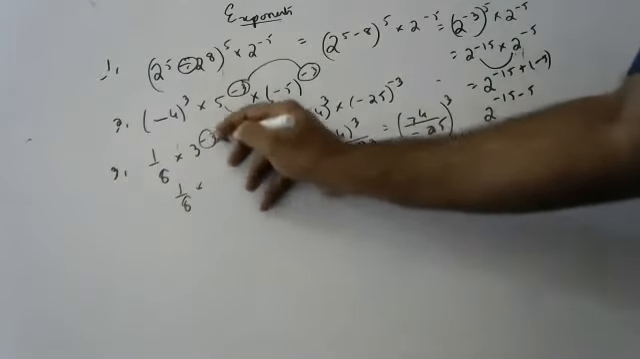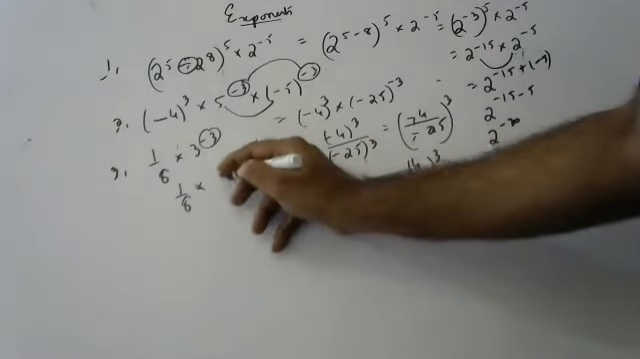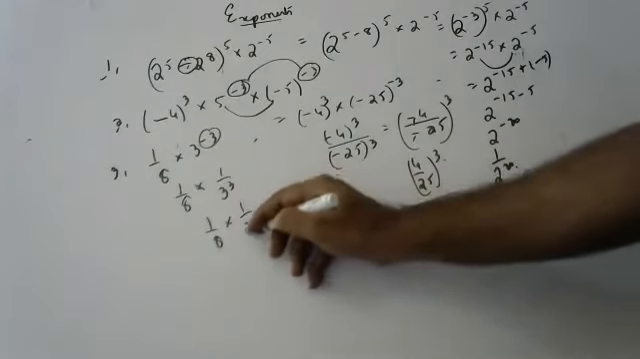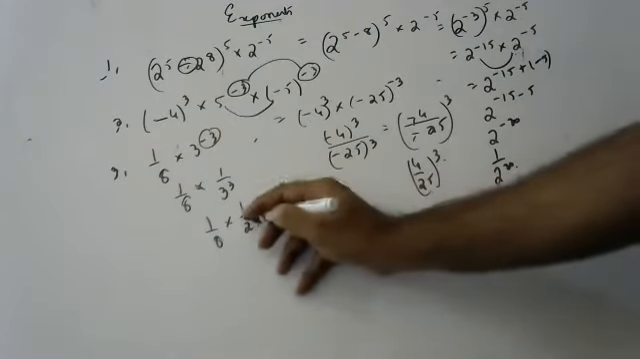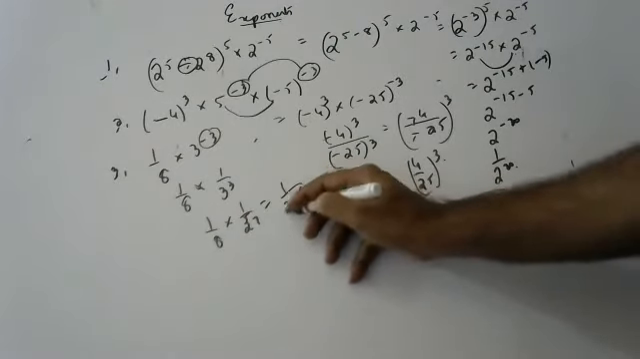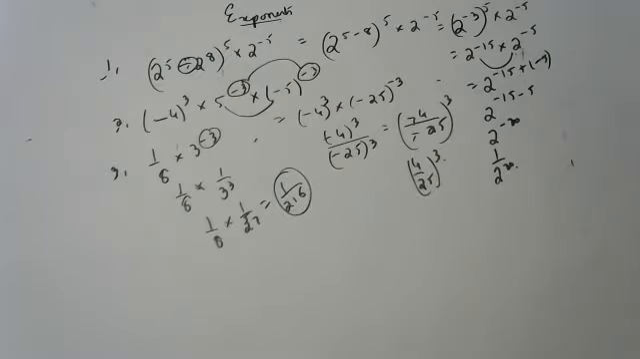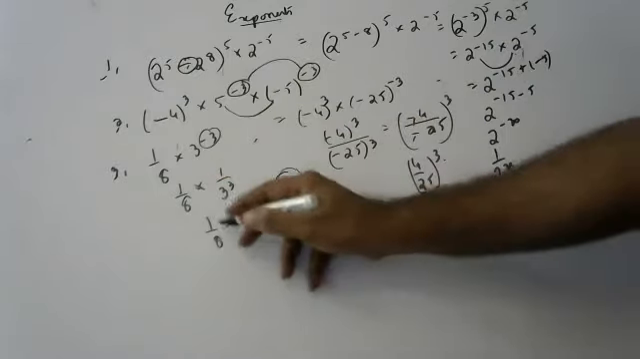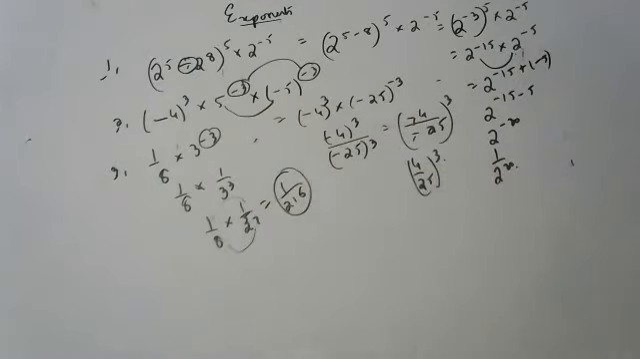And this one you check, children, 1 by 8 into 3 to the power of minus 3. To remove this minus 3, I will write it as 1 by 3 to the power of 3, which is 1 by 27. So 1 by 8 into 1 by 27 is 1 by 216 we can write, because if I remove the minus 3, it will become reciprocal. This is how we are going to do. Okay, children? Next.